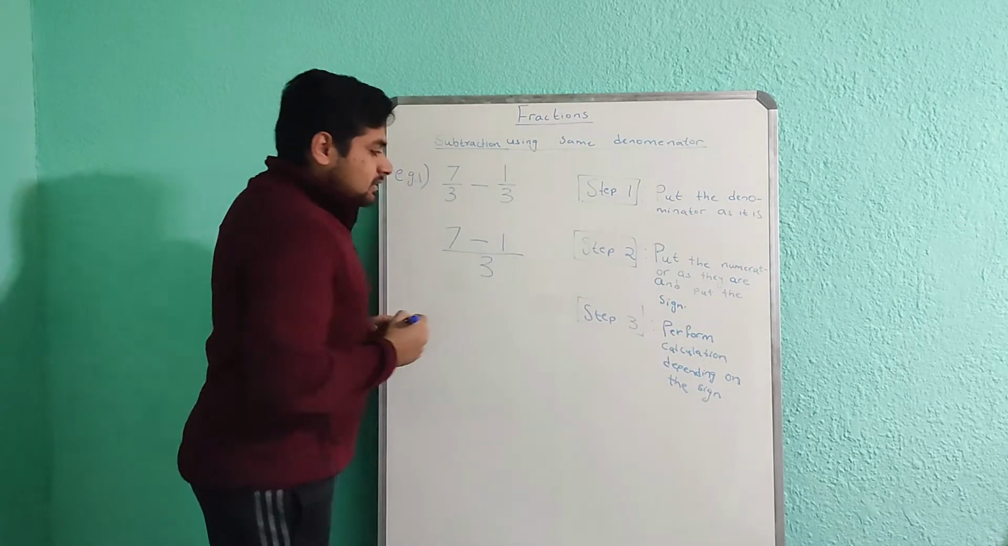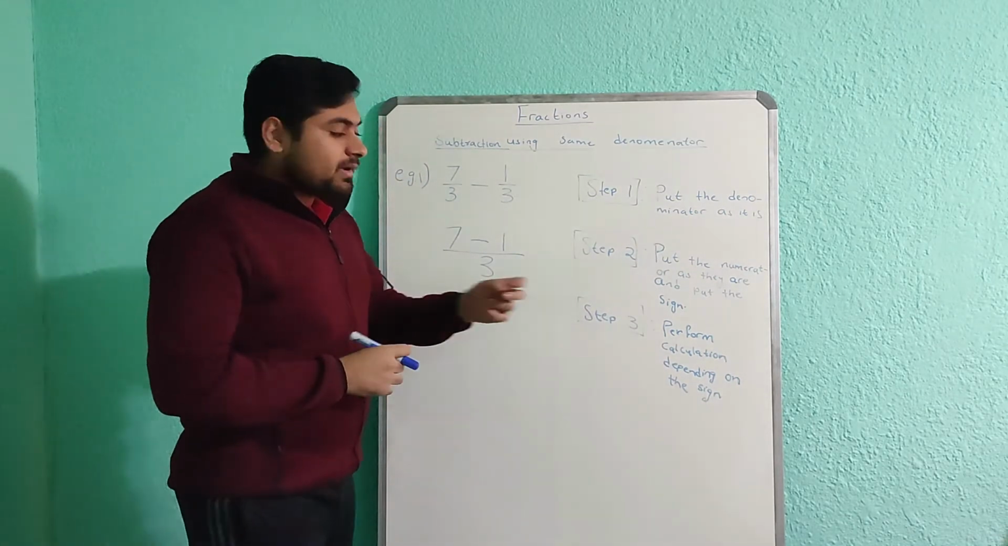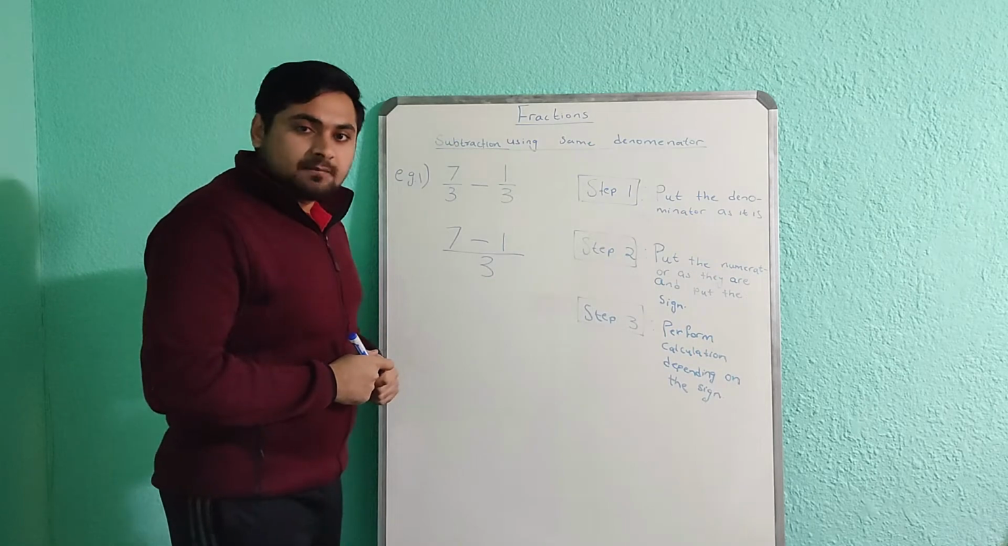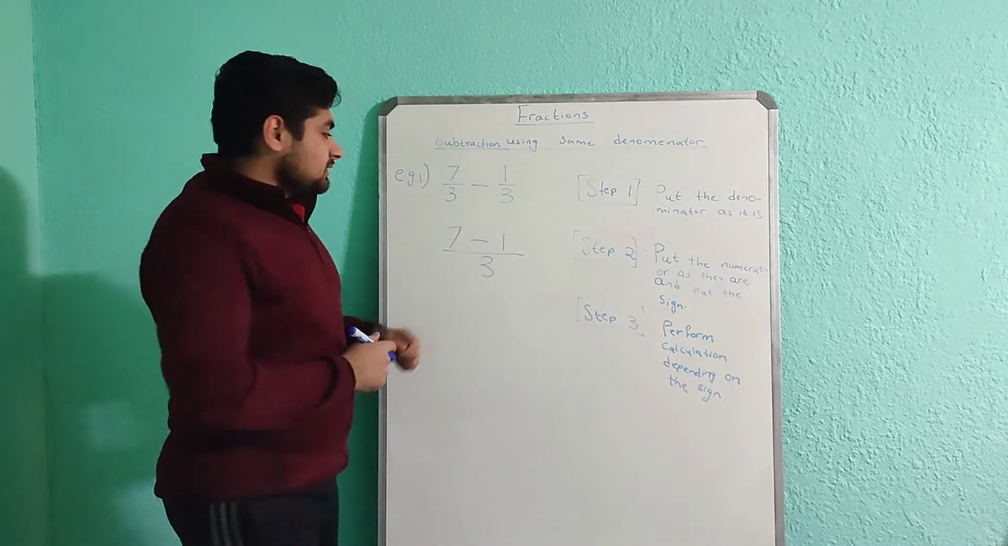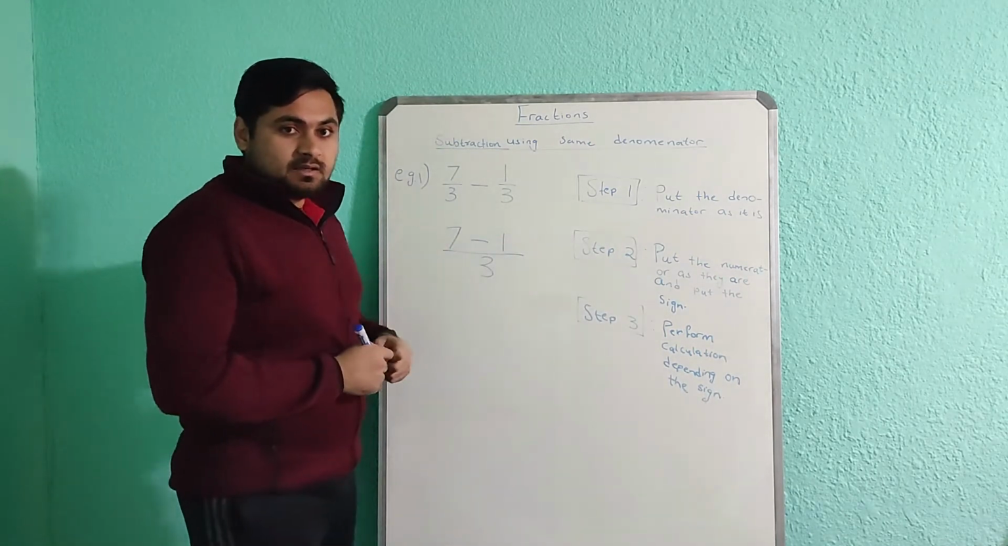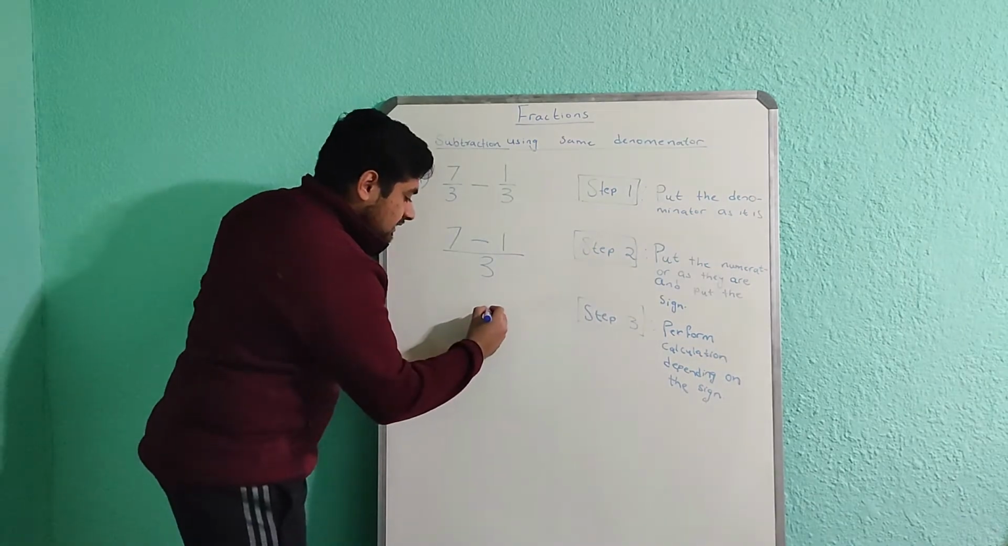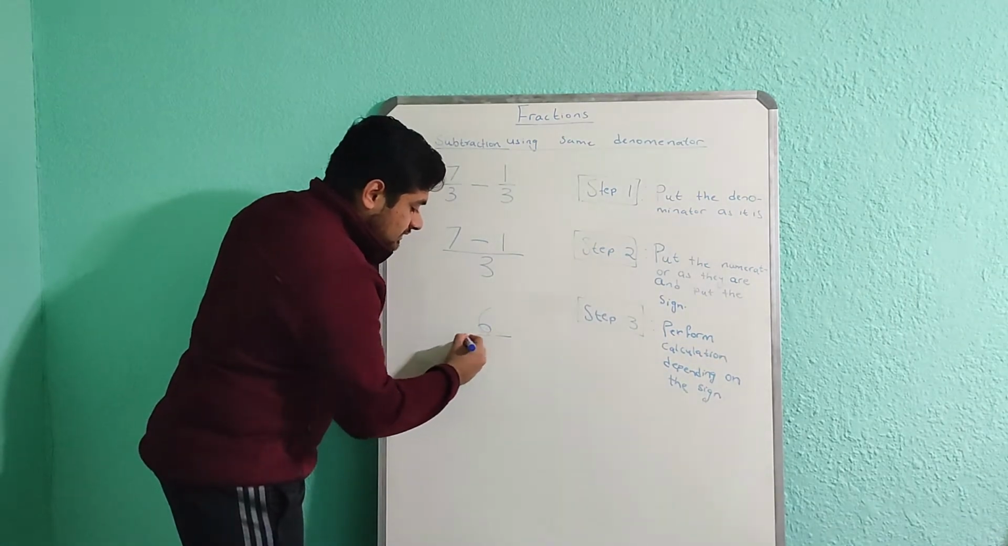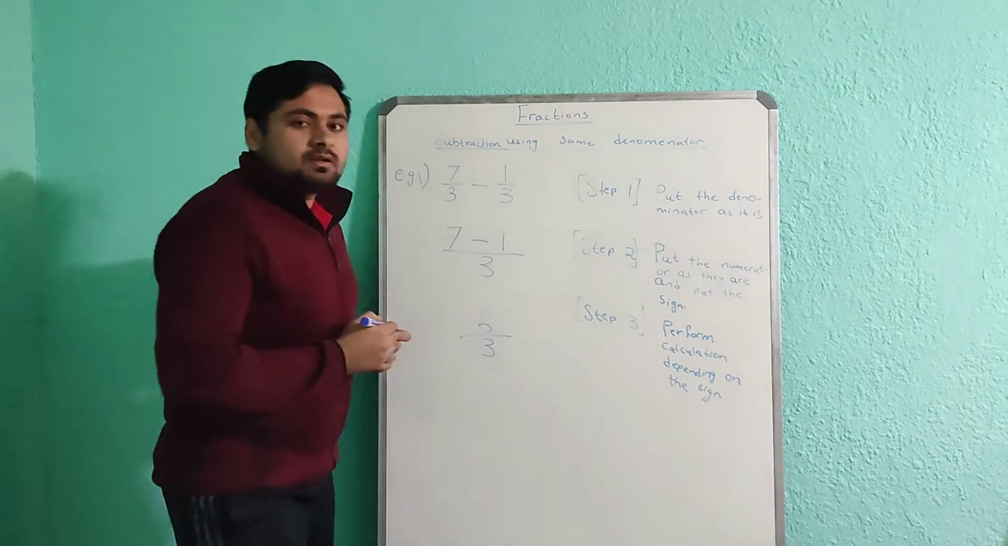1. Now the last step, perform calculation depending on the sign. What is our sign? Minus. So what is 7 minus 1? It is 6. Therefore our answer is 6 over 3.